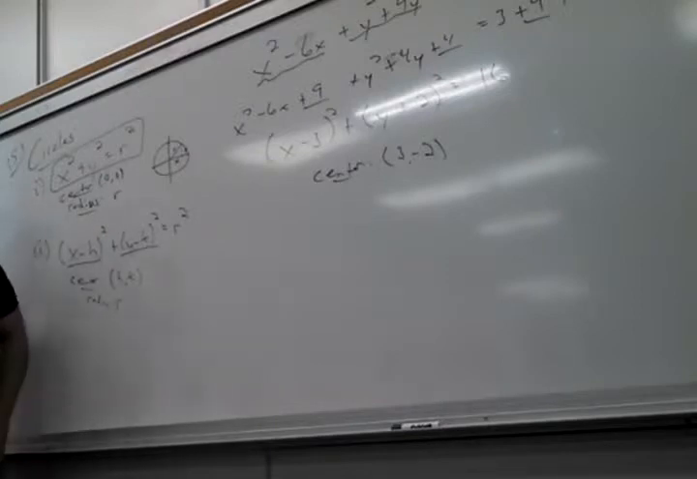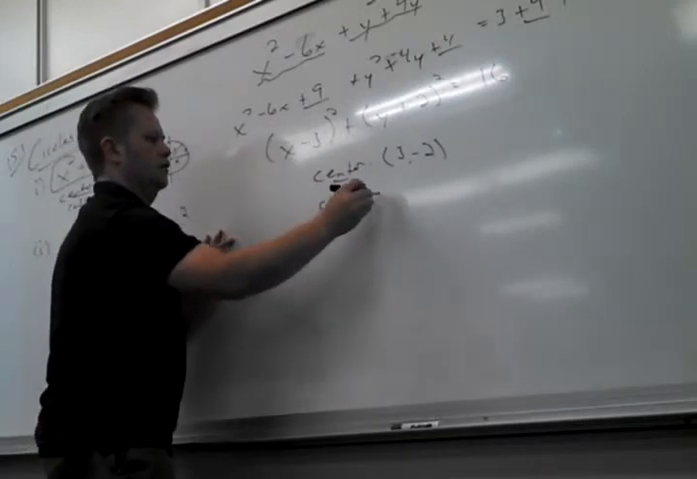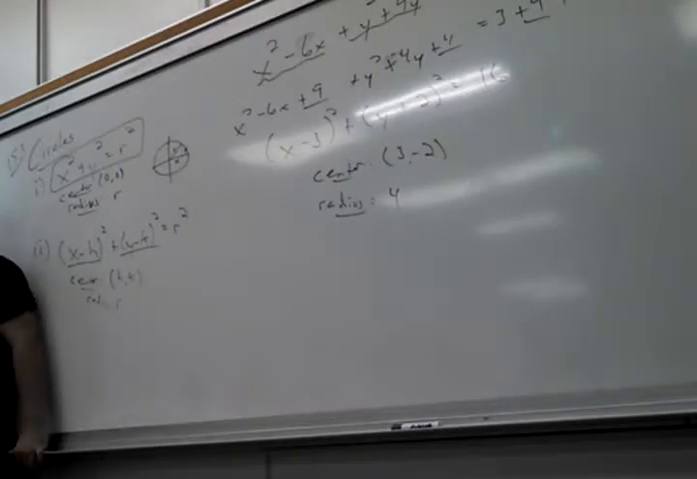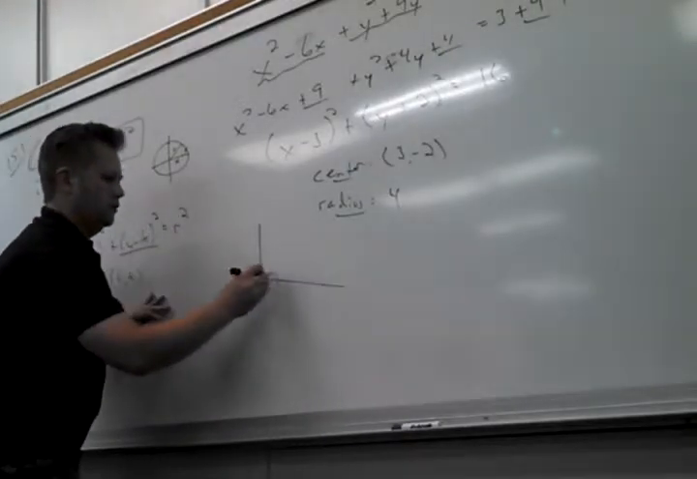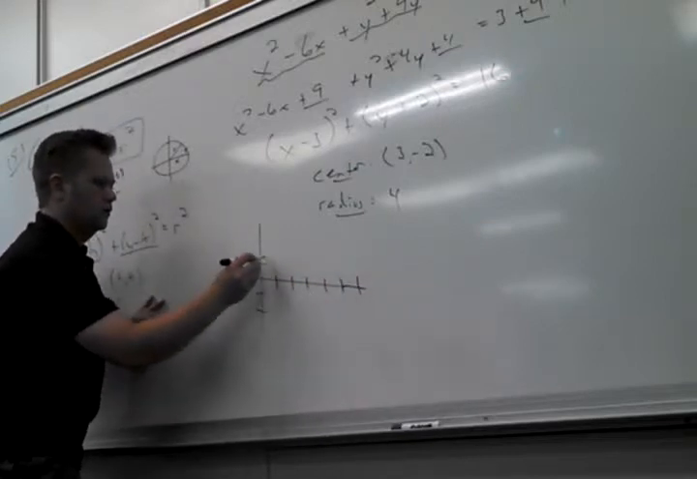Saves all of us. So the center is 3, negative 2. What's the radius? 4, good. 4 squared is 16, so the radius is 4. And that's all you need to go ahead and draw a circle, right? Yeah, so now I can draw the circle. So the center is at 3, negative 2.